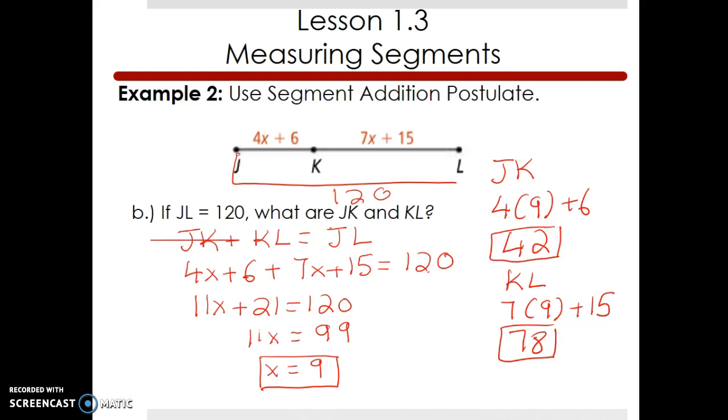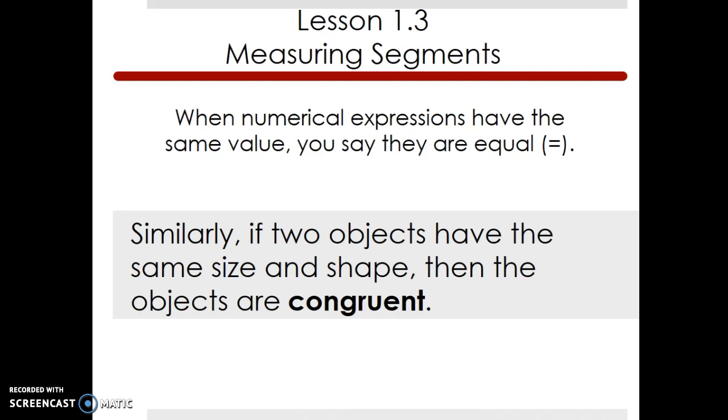So that is what we do with the segment addition postulate. The next idea we're going to learn about is called congruent. Basically, if two objects are the same size and the same shape, then the objects are congruent. Again, if you have the note sheet, please write down the definition.